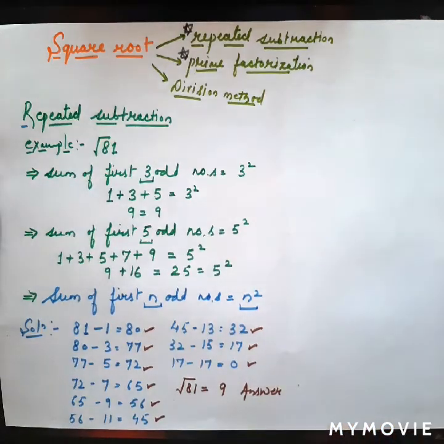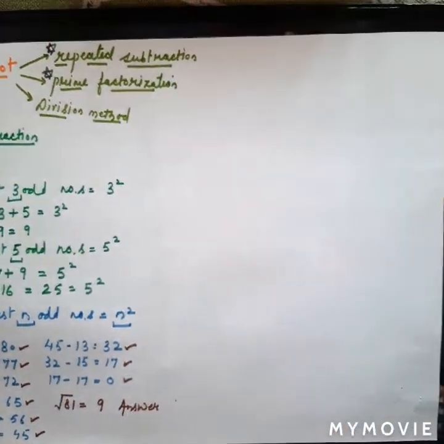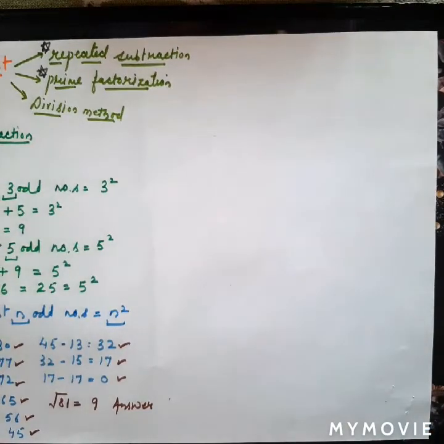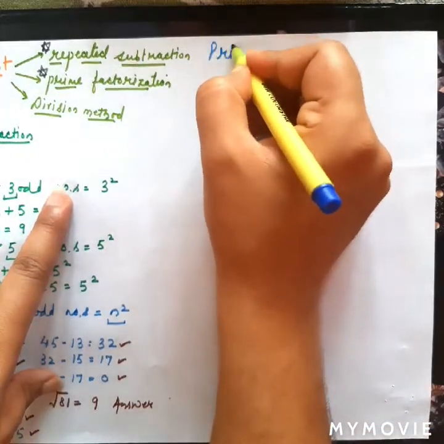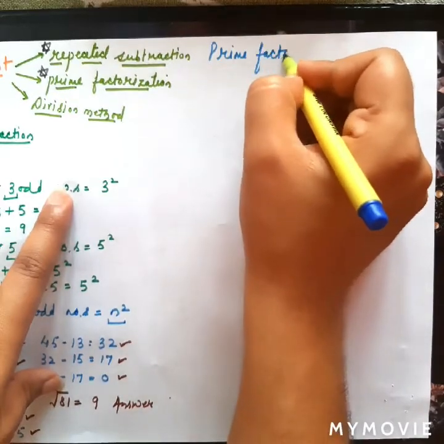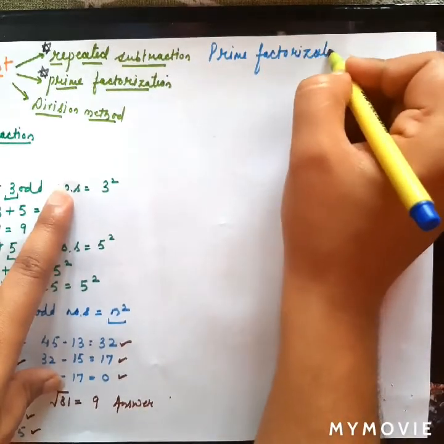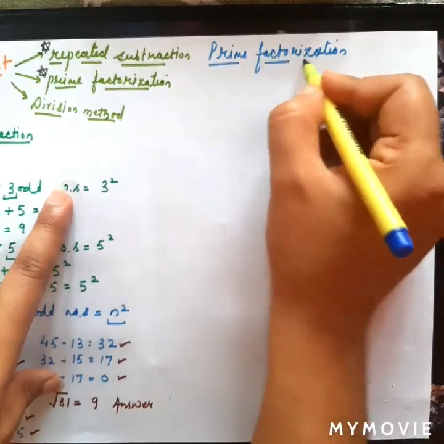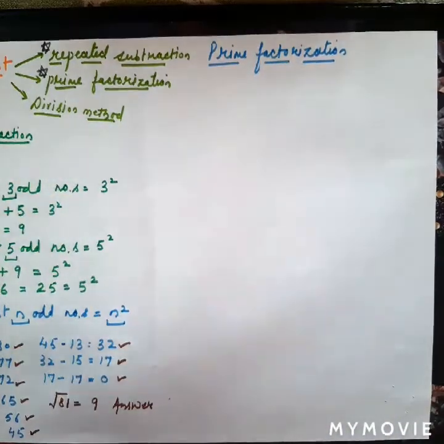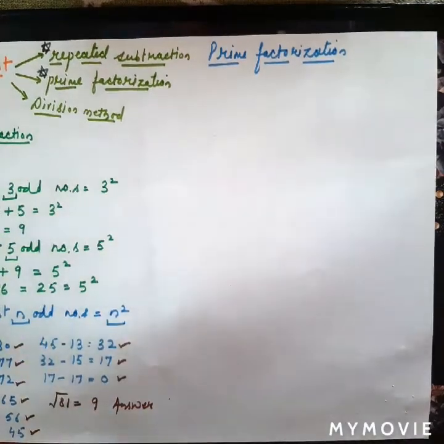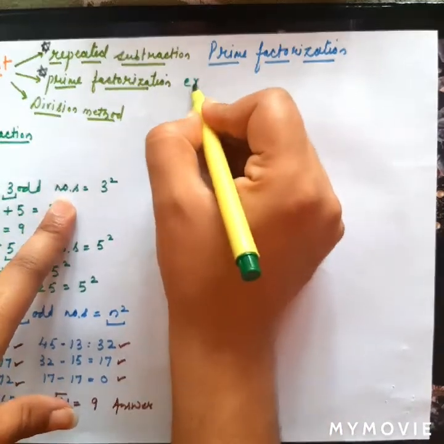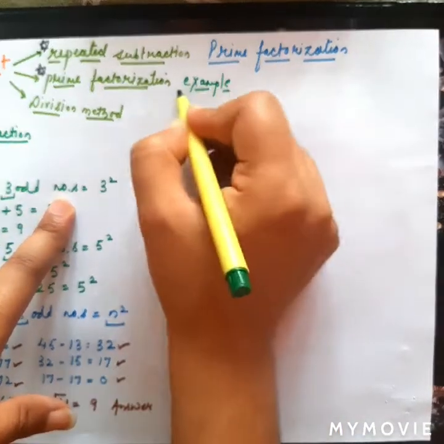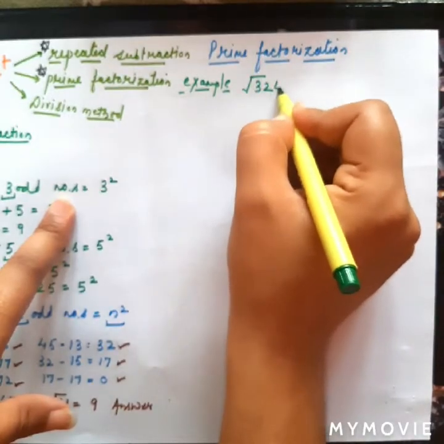In the prime factorization method, it is simply as the name suggests, what we do is we take prime factors of the number, right? So in prime factorization, we simply take factors of numbers. Let us consider a very simple example. Let us take an example in order to find the square root of 324.